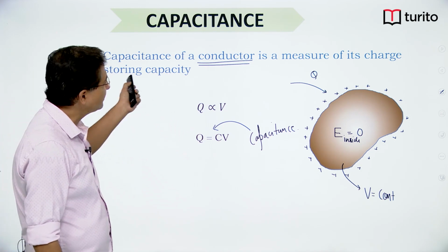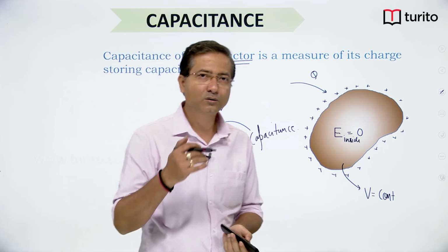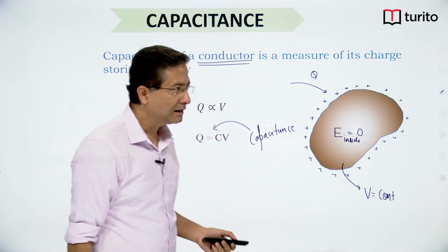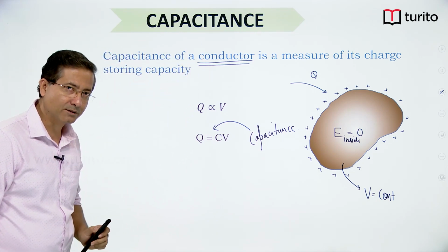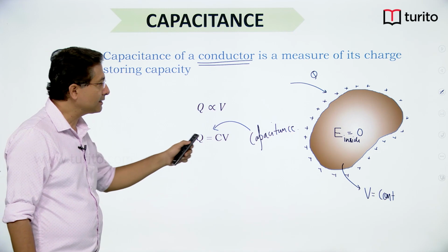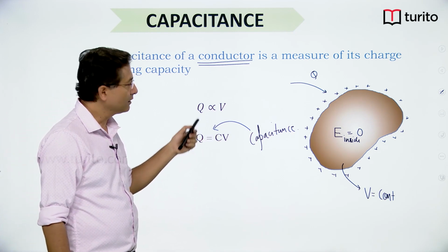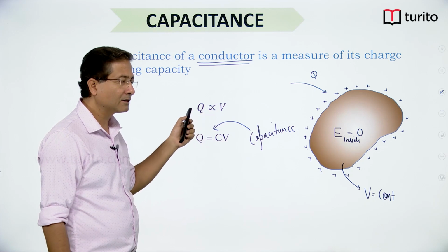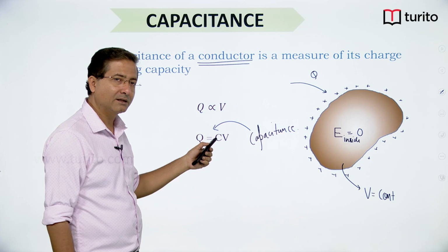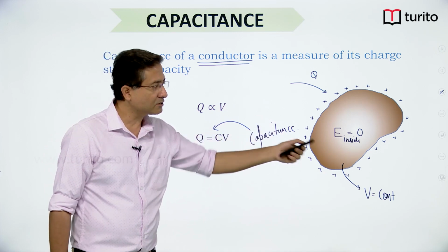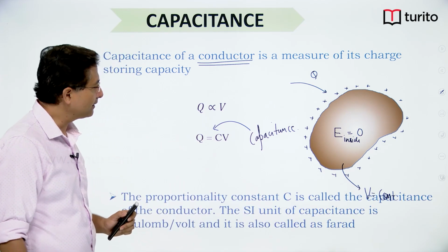So, the ability of a conductor to store charge is measured by a parameter called capacitance. It is a proportionality constant. When you write the relation between charge and potential, whatever proportionality constant comes there is the capacitance of this arrangement. This is the way it is defined, right.